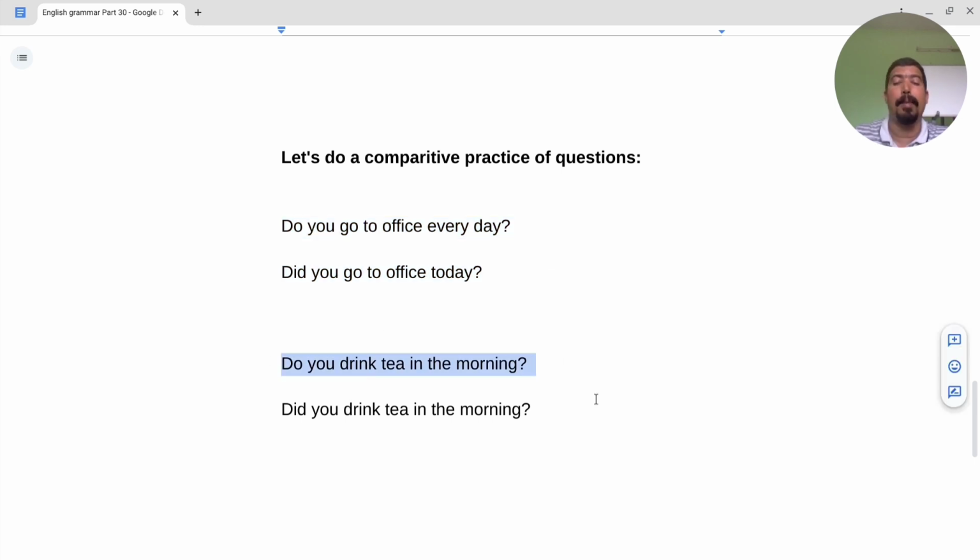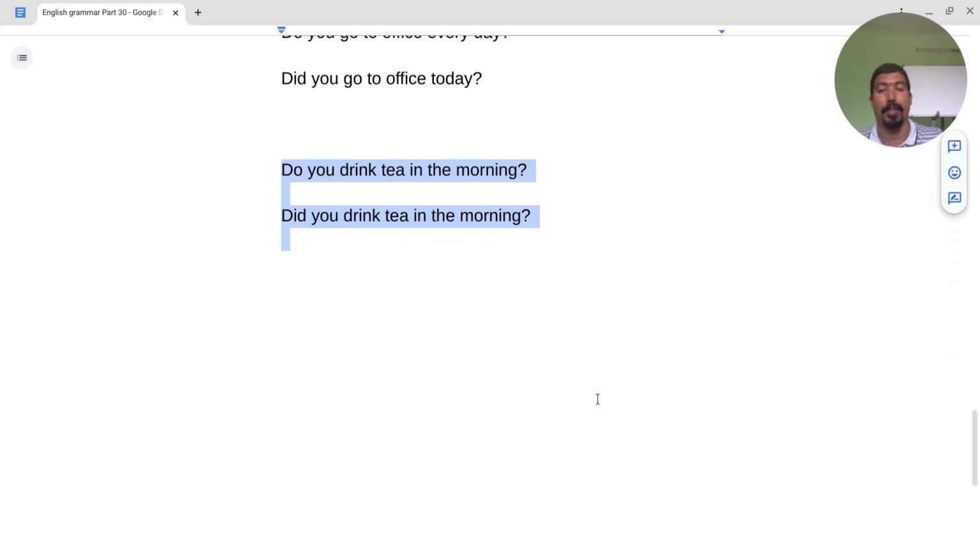Do you drink tea in the morning and did you drink tea in the morning? What is the difference? Do you drink tea means whether you have a habit of drinking tea in the morning. Did you drink tea means what? Whether you did drink tea in the morning, whether you drank tea in the morning. That is what I want to know. Did you drink tea in the morning? That means whether an action is completed. So you are asking about today, about a particular action.